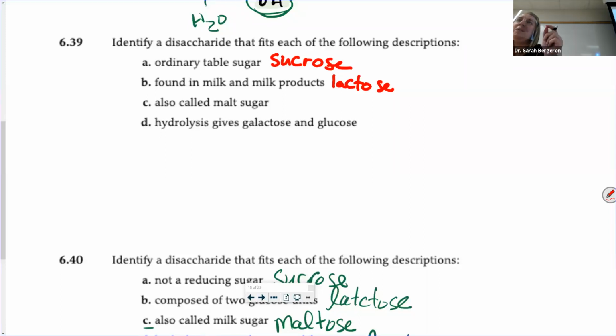And then the older we get, the more lactose intolerant we get. There are a few people who live in certain parts of, oh goodness, I'm trying to remember the name of the country, I don't know which one it was. But they have been basically living off of cow's milk for thousands of years. And so they don't lose the ability to metabolize lactose like most people do. So as you get older, most people lose that ability. Okay, also called malt sugar, maltose.